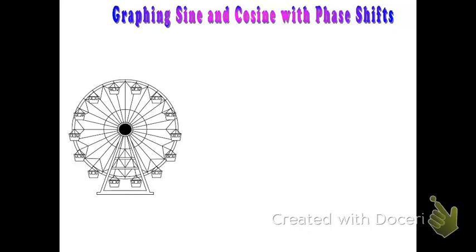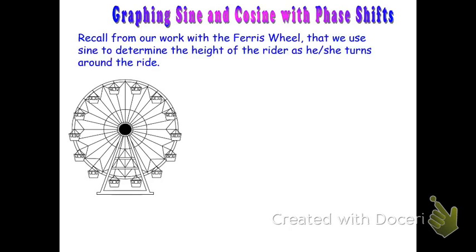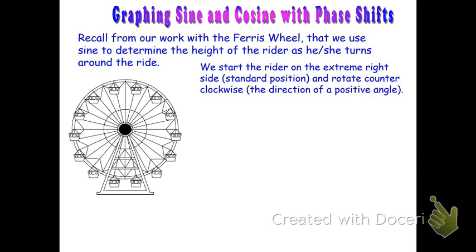In this video, we'll review how to graph sine and cosine functions with phase shifts. Phase shifts are horizontal shifts. Now recall from our work with the Ferris wheel that we use sine to measure the rider's height as he or she turns around the ride. Typically we start on the extreme right-hand side, or the standard position, and rotate in a positive, counterclockwise direction.